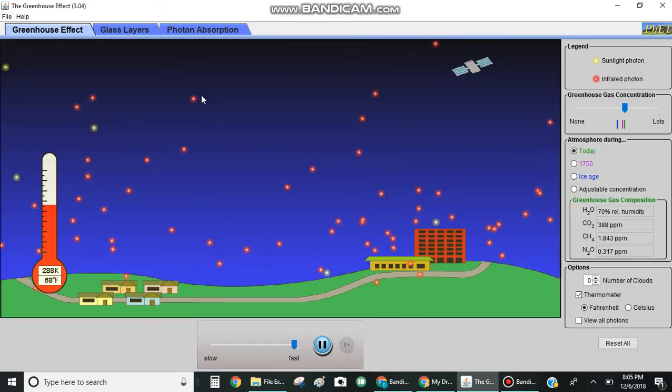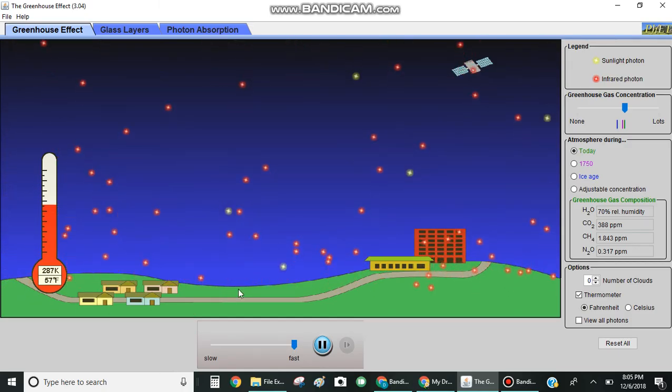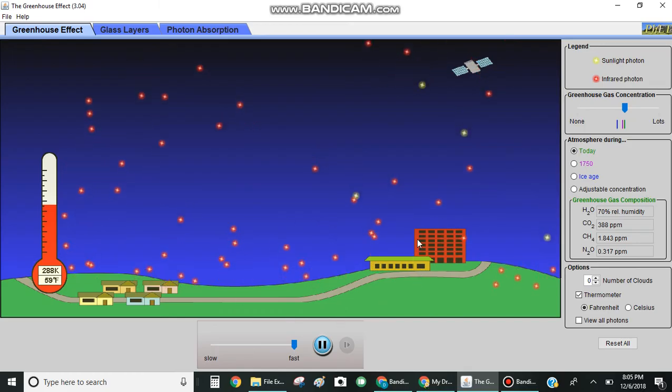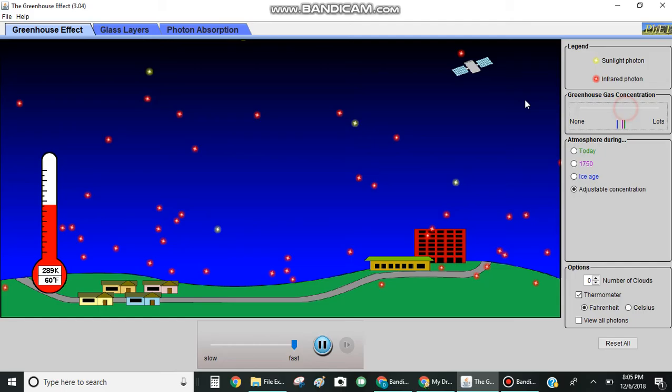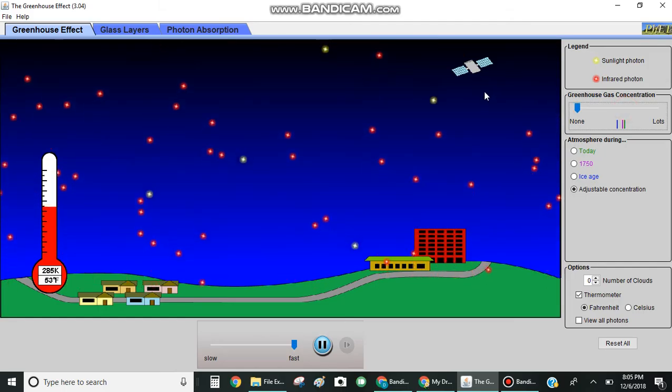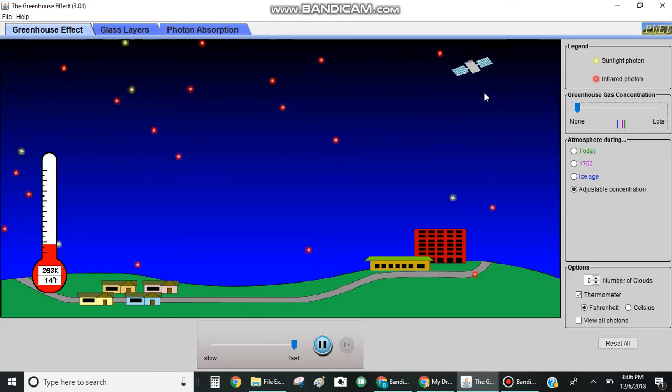Once you've recorded your data for today, so again, temperature, what the yellow is doing, and what the red is doing, we're going to go ahead and adjust this so that we suck all of the greenhouse gases out of the atmosphere. So we're going to give it a minute to adjust. And we are going to record the temperature, what the yellow is doing, what the red is doing.